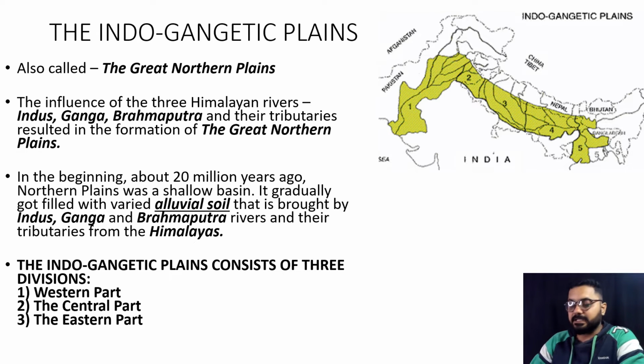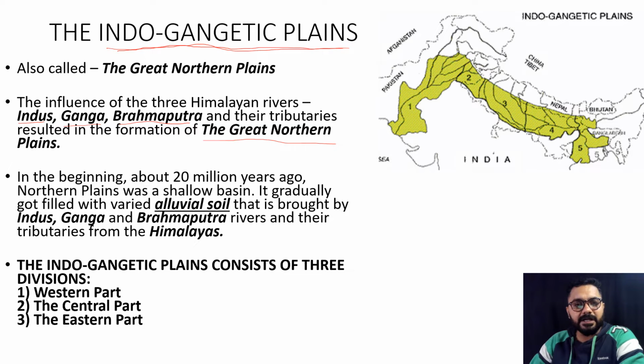So the Great Northern Plains, also called the Indo-Gangetic Plains. Why are we calling these plains the Indo-Gangetic Plains? We are calling them that because they are formed because of the influence of the three Himalayan rivers, that is Indus, Ganga and Brahmaputra. Along with these rivers, there are also a few tributaries that led to the formation of the Great Northern Plains.